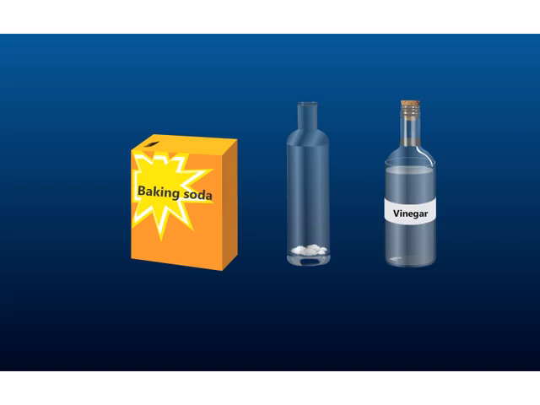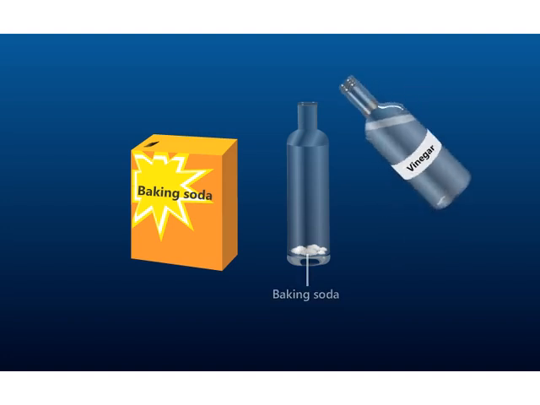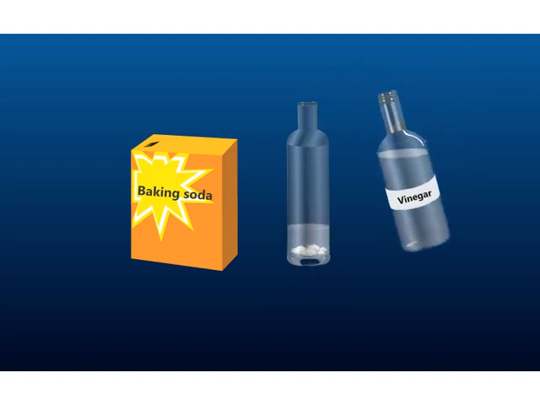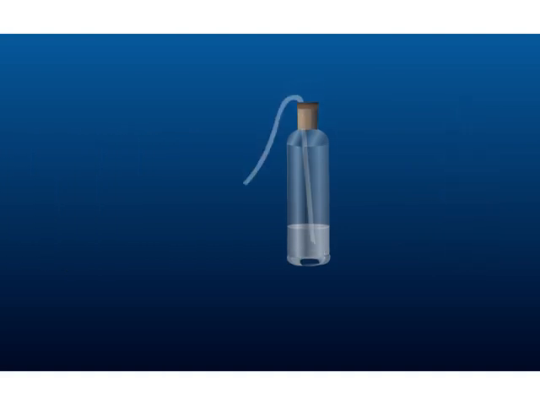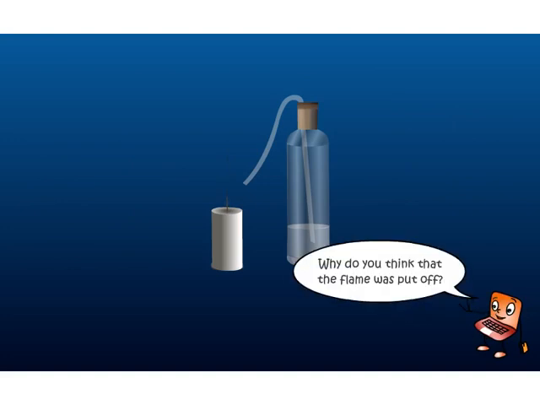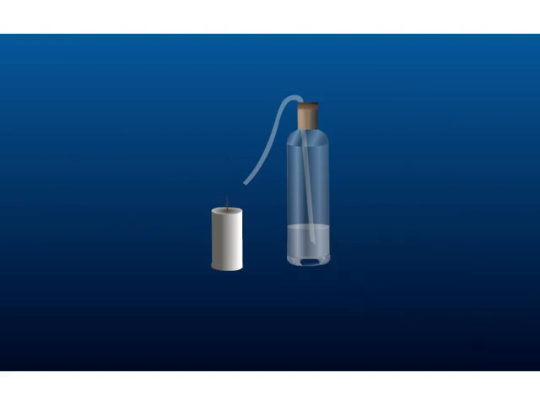Let us try to make a fire extinguisher. Take some baking soda in a bottle, add some vinegar and shake the mixture. Keep a burning candle near the bent tube. Why do you think that the flame was put off? You will be able to answer this question soon after you watch the chemical reaction shown on the next slide.